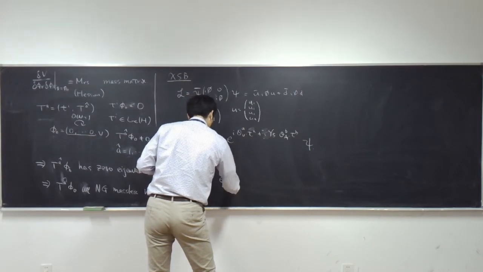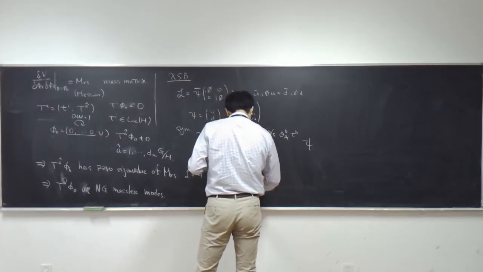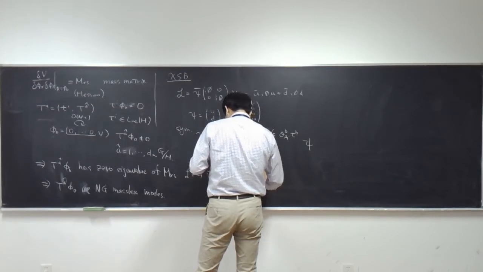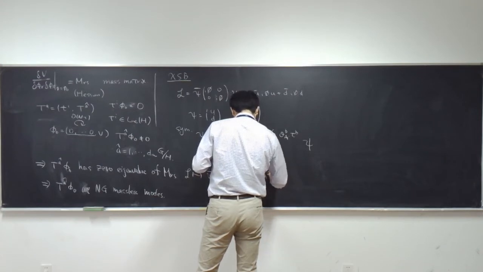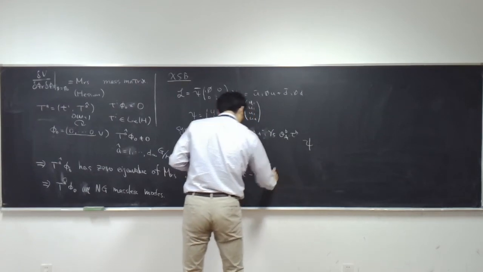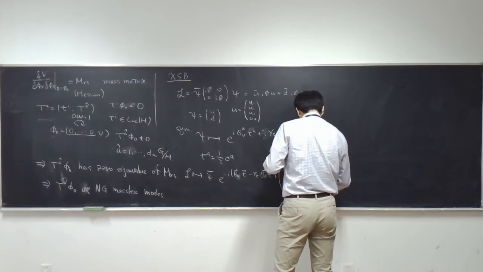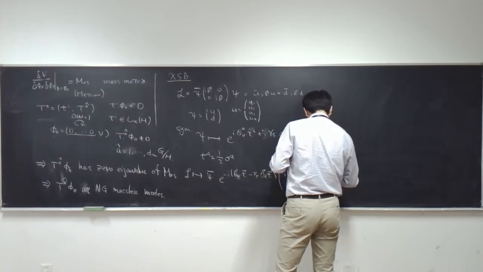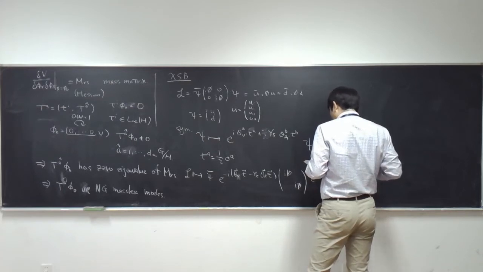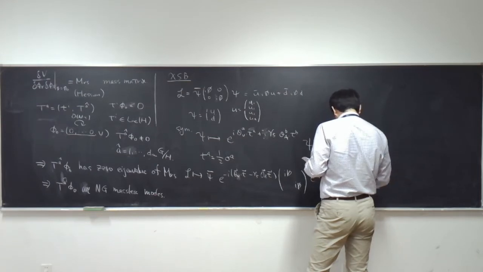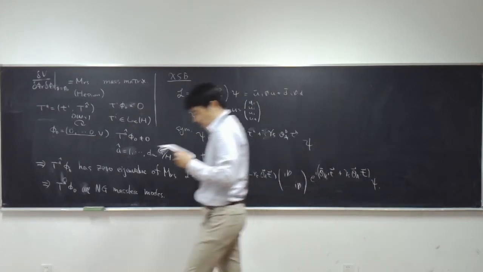So e to the minus i theta^A T^A minus gamma 5 theta^P T^P, sorry, this is theta^P, and then i d-slash e to the i theta^A T^A plus gamma 5 theta^P T^P, and psi.